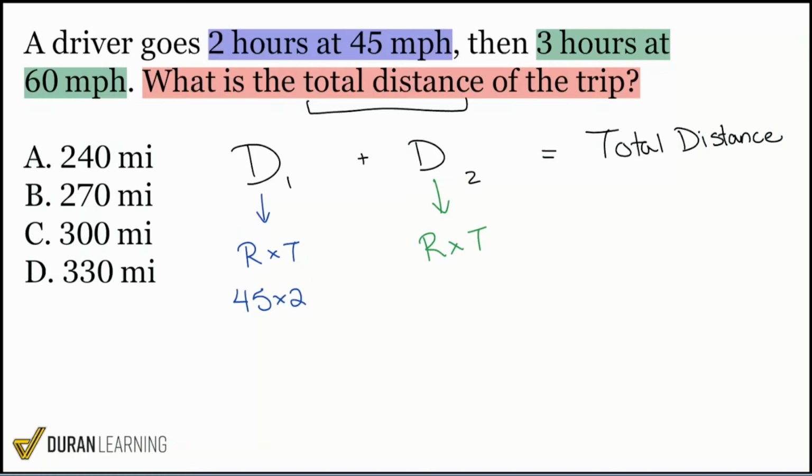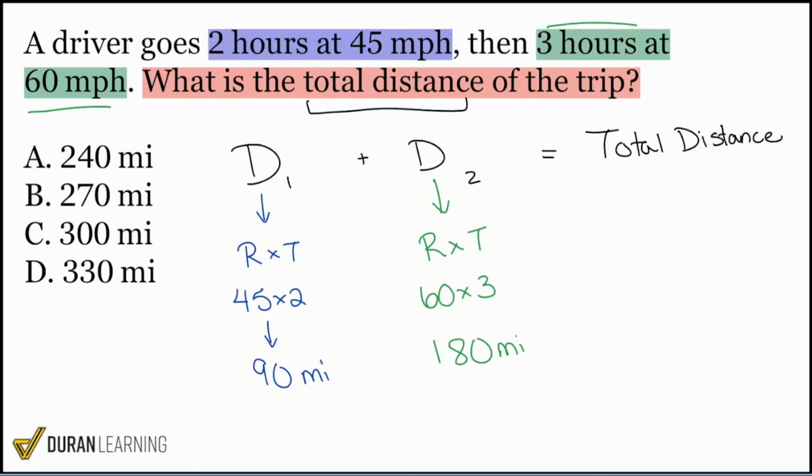45 times 2 is 90. That's correct. So boom, we have 90 miles. Next up, we have the rate times time for the second part, and that's 60 miles an hour, 3 hours. And so that'll be 60 multiplied by 3, which is 180 miles. That's right.